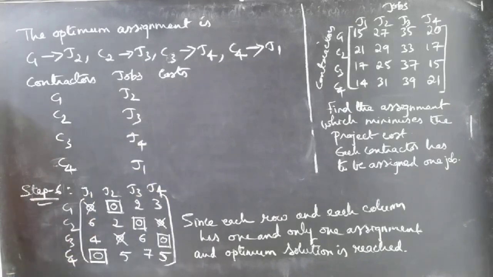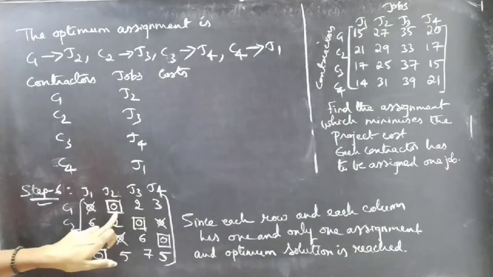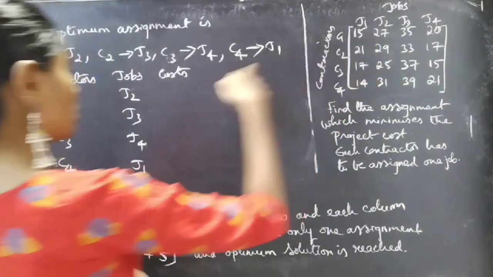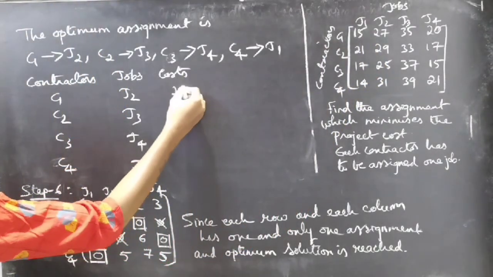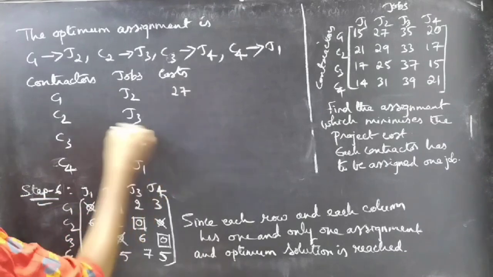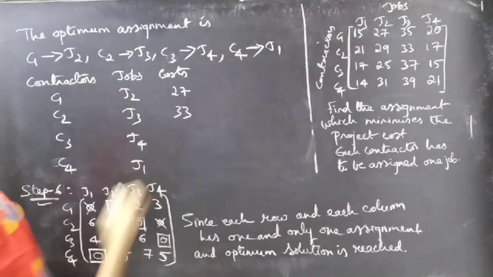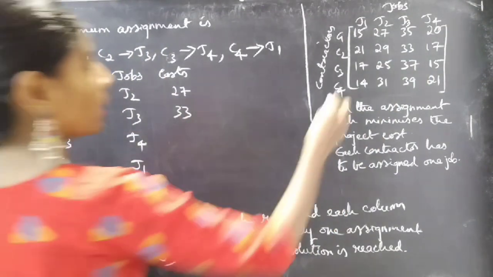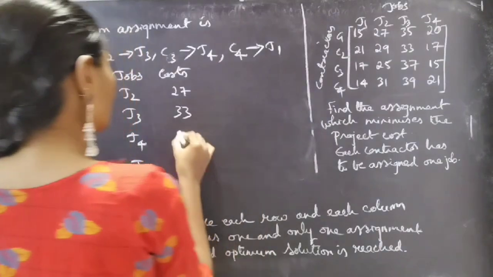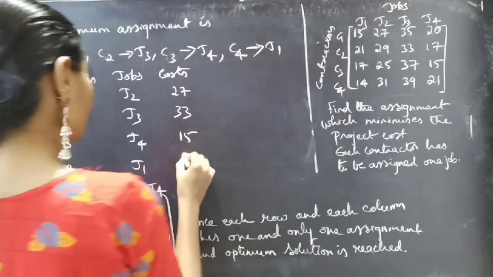Cost. Now compare this matrix with the given matrix. You have cost, you have assigned 0 here, right? So you'll get cost 27 for C1, J2, and C2, J3 has cost 33. C3, J4 has 15. C4, J1 has 14.